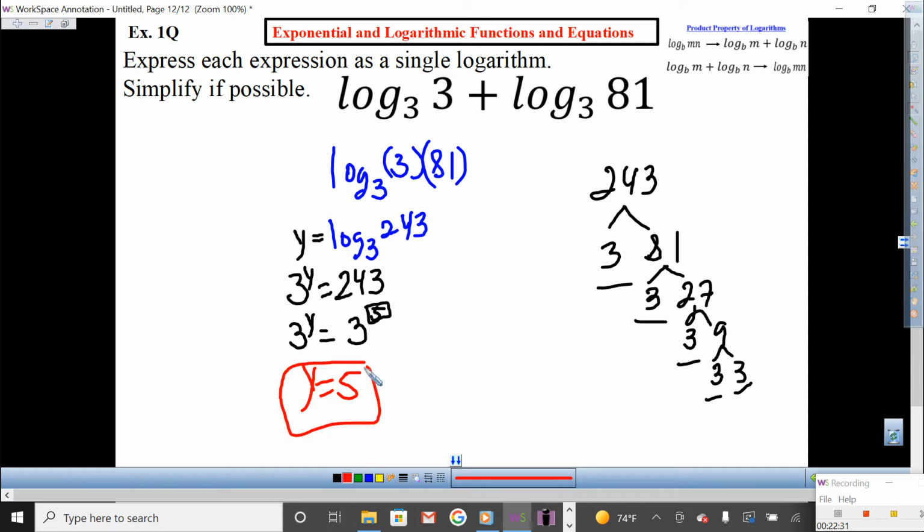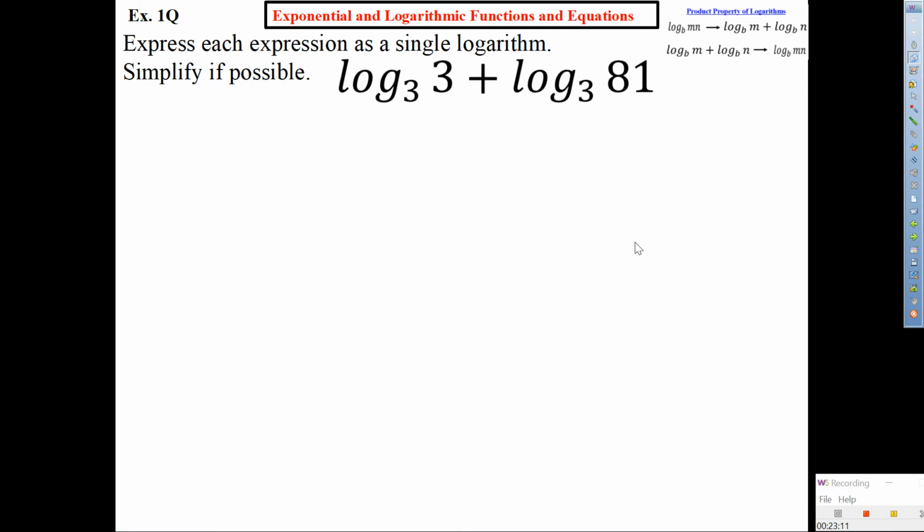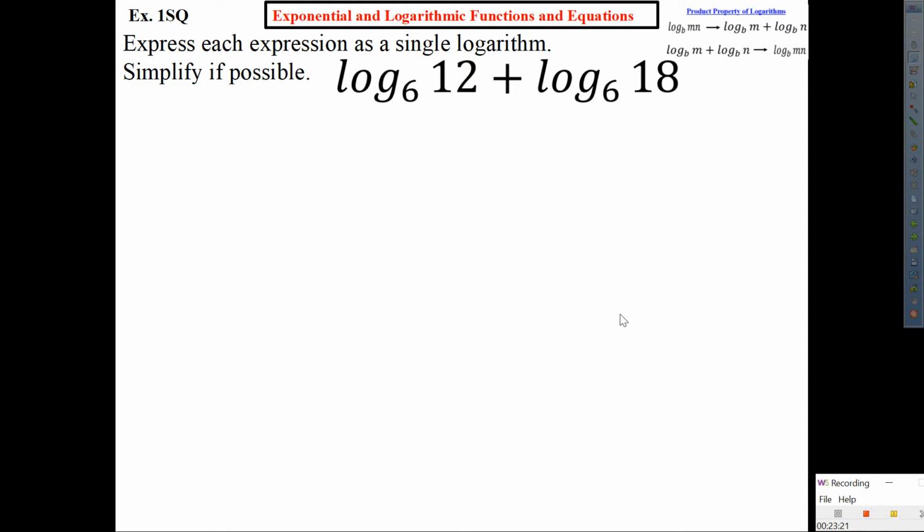Hands up if you got that. From 1 to 5, how comfortable do you feel with this? Okay, let's do one more. See if you can do this next one completely by yourself. Here we go, example 1 super Q: log base 6 of 12 plus log base 6 of 18. Copy that and go. All right, get me started. Marco, go.